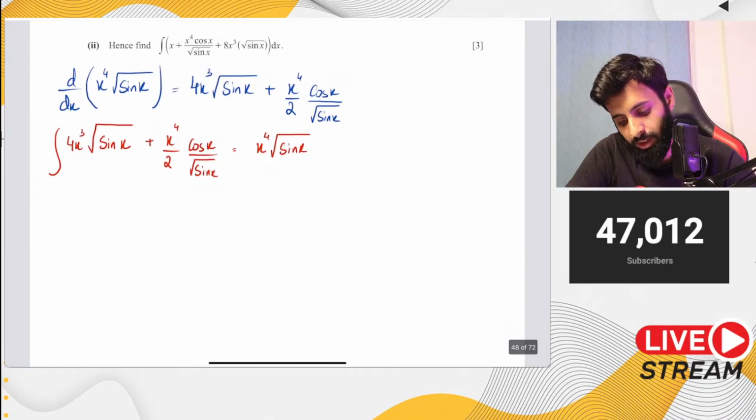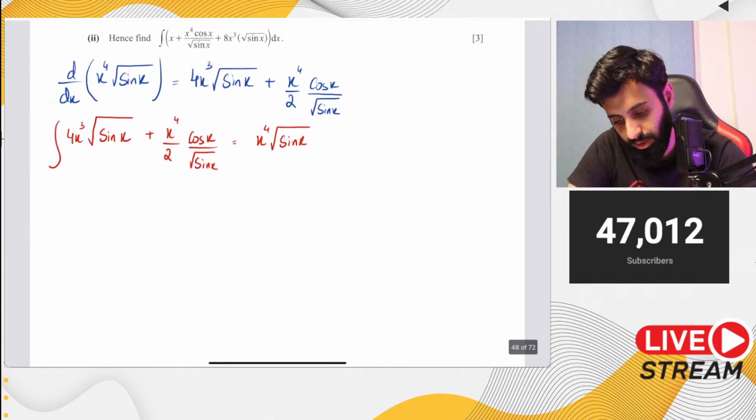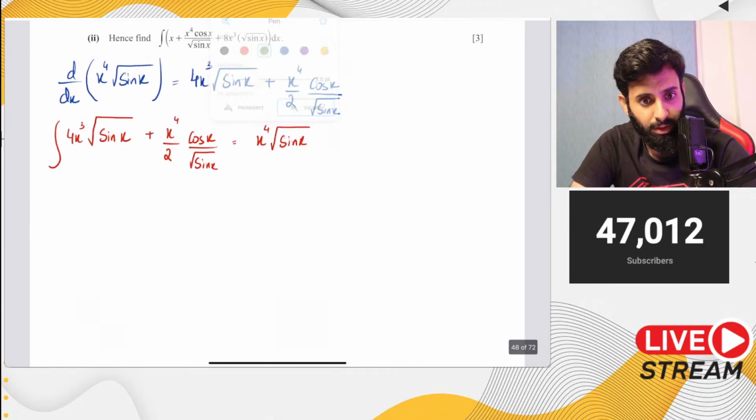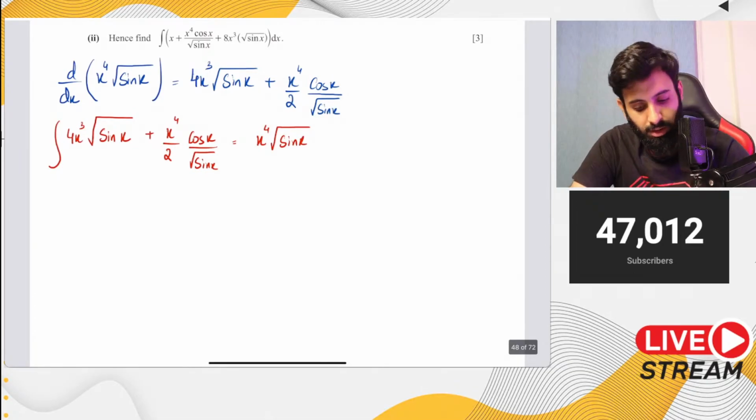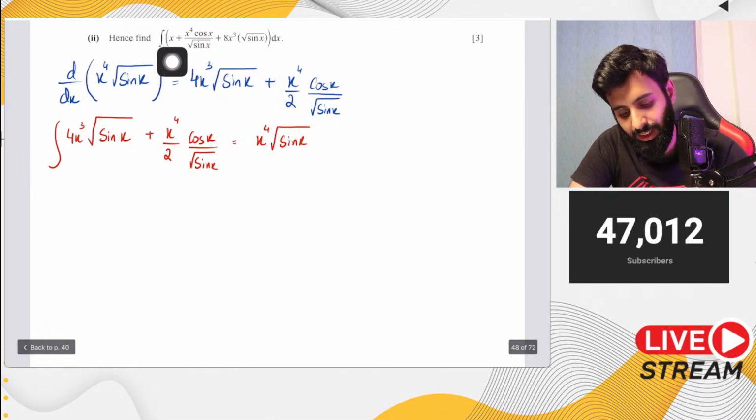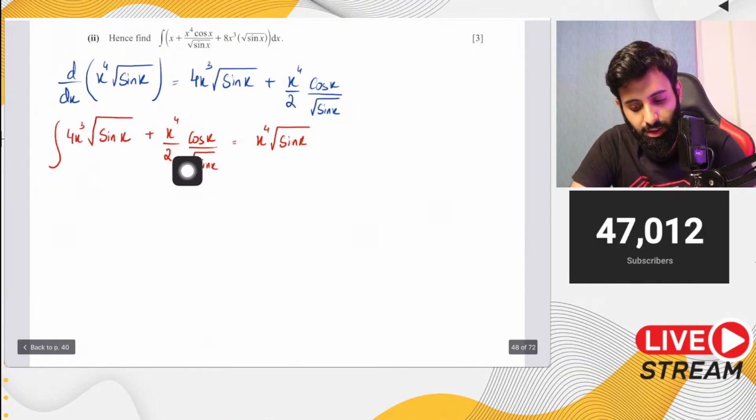Now I hope all is well so far. This question is a complicated one, but I hope it's clear. Notice that what we are actually supposed to integrate is slightly different from what we now know. What we're supposed to integrate has a plus x as well.